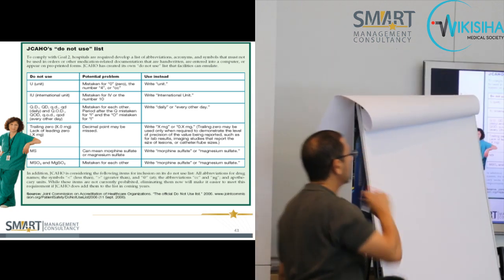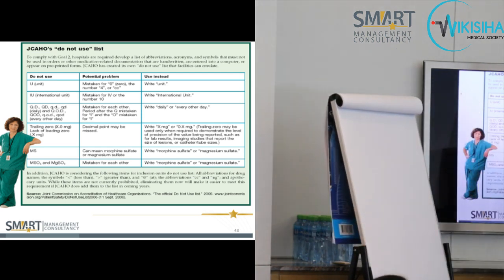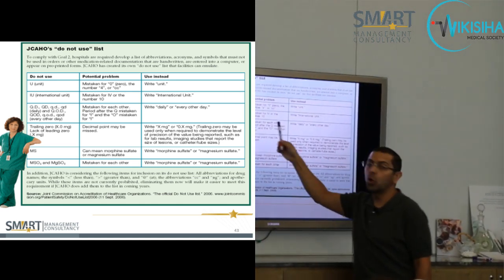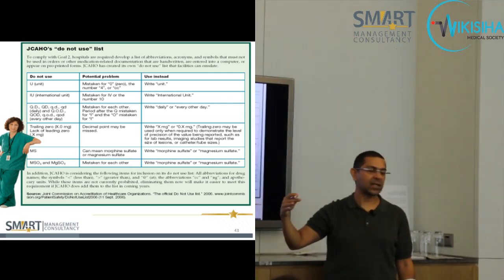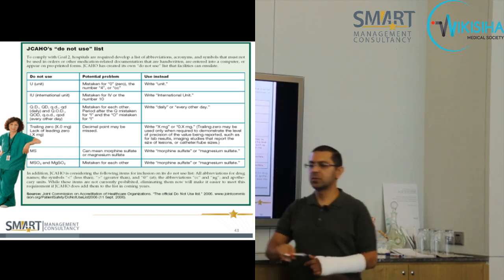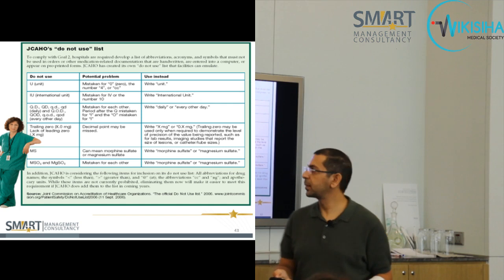So this is what we call the dangerous abbreviations. No U, no IU, no OD, BD, QD. Just write once a day, twice a day, three times a day. No trailing zero, no abbreviation. This is the third one in communication.